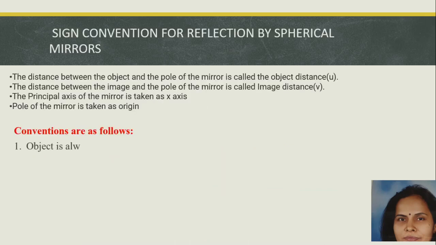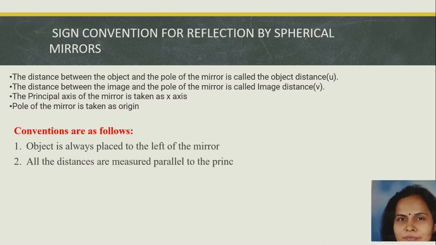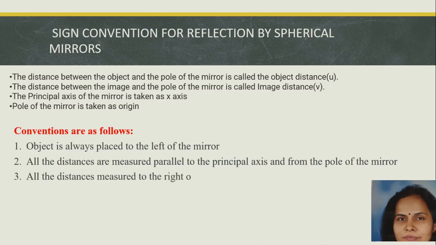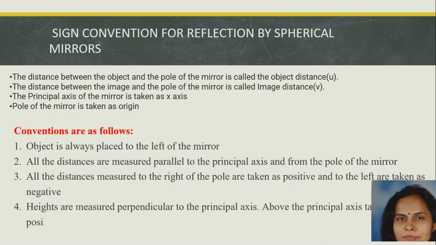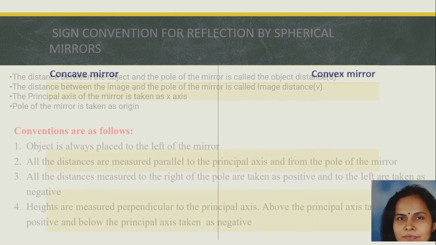So all these are the rules for the sign convention for spherical mirrors. So what are the rules? The object is always placed to the left of the mirror. All the distances are measured parallel to the principal axis, and from the pole of the mirror, all the distances measured to the right side are taken as positive and on the left side are taken as negative. Heights are measured perpendicular to the principal axis, and in the upward direction they are taken as positive, in the downward direction they are taken as negative. So all these are the rules. Let's see what is the application of these rules.